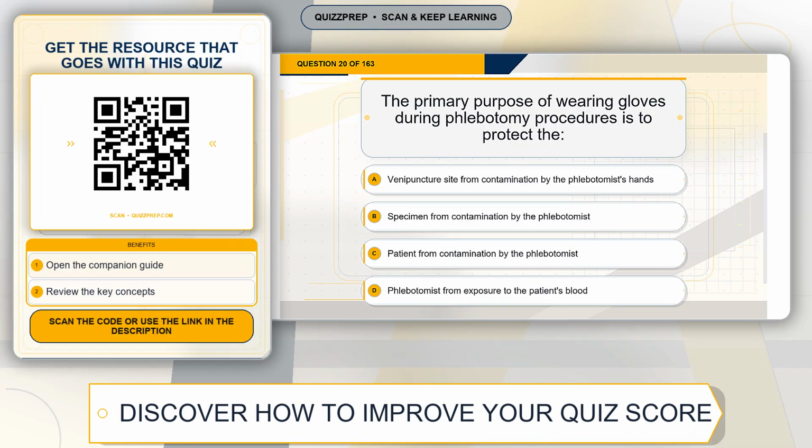Question 20. The primary purpose of wearing gloves during phlebotomy procedures is to protect the Option A, venipuncture site from contamination by the phlebotomist's hands.